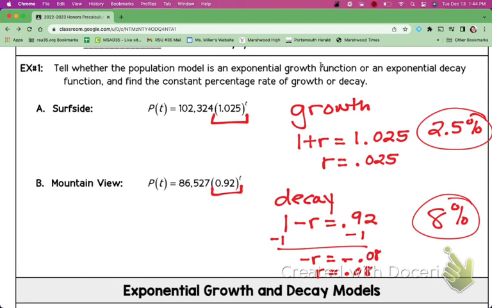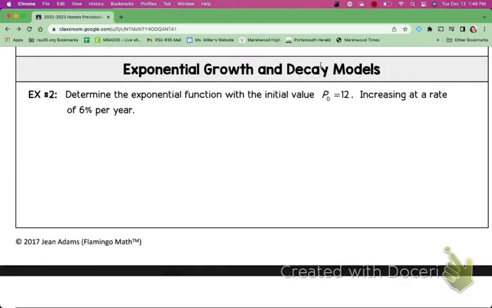Do you need to do the algebra? Probably not. If I can just think in my head, what am I taking away from 100 to get to 92? 8%. What am I adding to 1 to get to 1.025? 0.025. Okay, so can you determine whether there's growth or decay in an exponential function? Yeah? Okay.